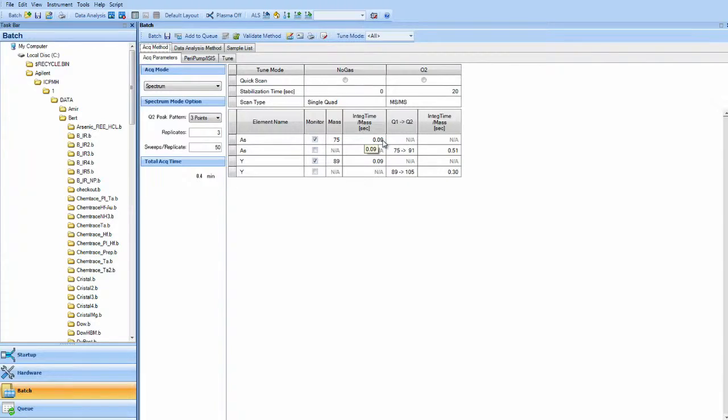Today, however, we're also running some of the interferences that go along with arsenic. Arsenic has an interference with HCl. The interference is argon chloride. We're using liters of argon, and we're going to have chloride that we're spiking into our samples, about 3%.